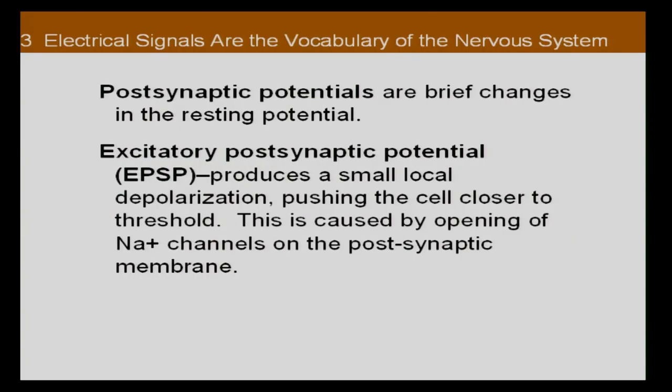The first is excitatory. Excitatory postsynaptic potentials produce a small local depolarization. It pushes the cell closer to threshold. It's going from -60 closer and closer to 0, trying to get to that threshold. These EPSPs are caused by opening of sodium channels on the postsynaptic membrane. There aren't nearly as many sodium channels there, but they're there, and the opening of those sodium channels in the dendrite and cell body causes a depolarization.